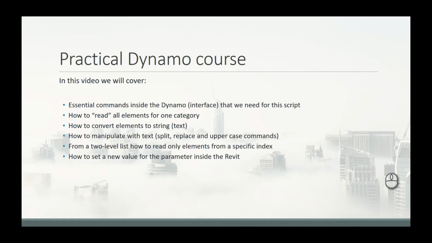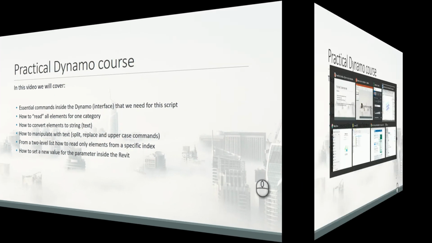And also one very important part in order to build this script and understand it is to learn how to manipulate lists, especially two-level lists. So when you need to read only one index in a two-level list, there is a way how you can do that. That is basically what we will cover in this script, but we will also cover some small things which can help us in order to build this script. Now let's go to Revit.